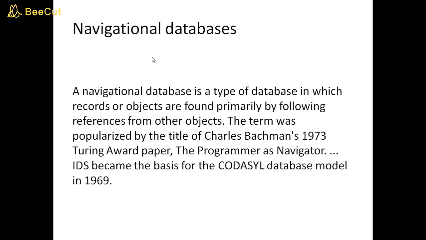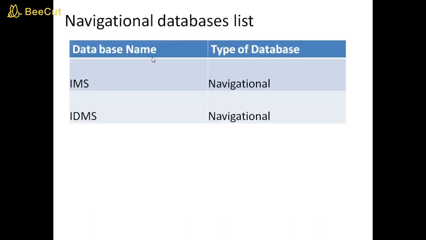Navigational databases. A navigational database is a type of database in which records for objects are found primarily by following references from other objects. The term was popularized by the title of Charles Bachman's 1973 Turing Award paper, The Programmer as Navigator. IDS became the basis for the CODASYL database model in 1969. Navigational databases list.